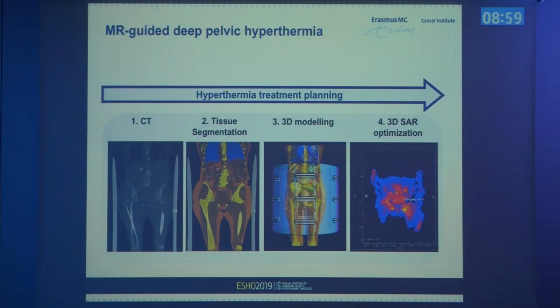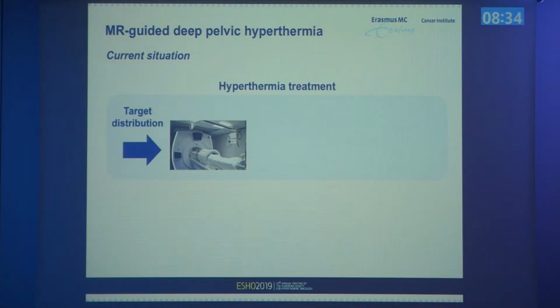For a start, I will talk about the state of the art of how we are doing treatment planning at Erasmus MC. We usually start with a CT. We do the segmentation, and from this segmentation we acquire a 3D model of the patient that, combined with the 3D model of the applicator, we optimize, and we acquire the best antenna settings to have the best coverage in the tumor. And with this, we have the best antenna settings, and also the target distribution.